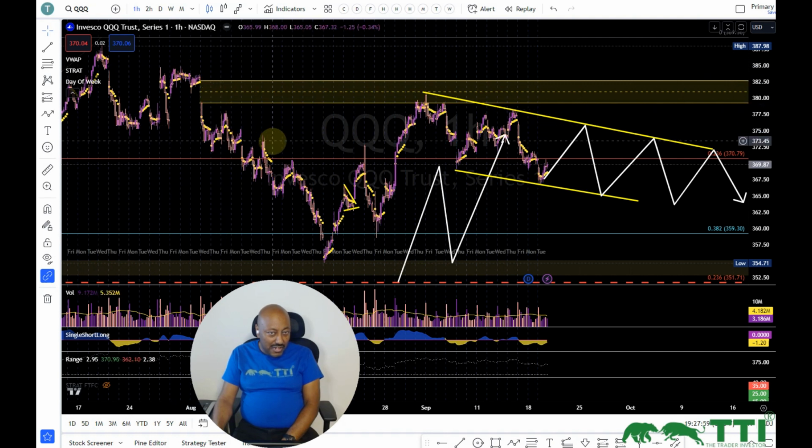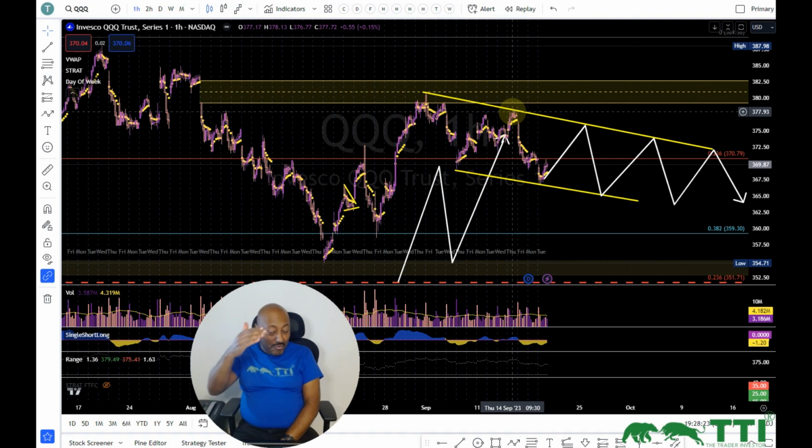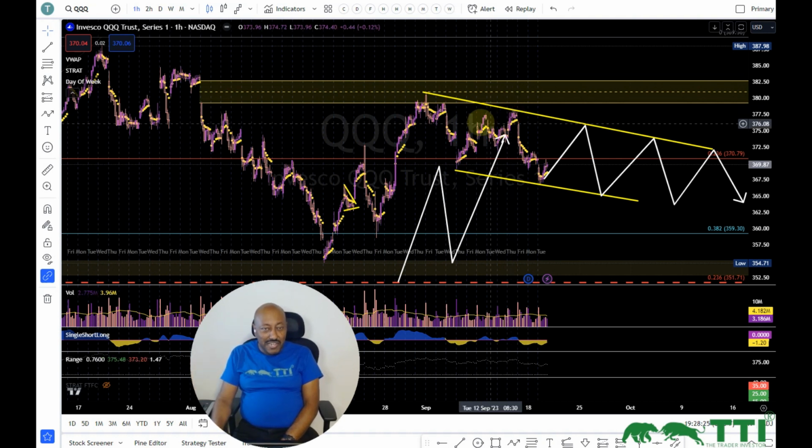Lower high, lower high, lower high, lower low, lower low, until we finally broke out. And then the real test of that breakout is we formed a higher low. So now again the same thing. When we formed a lower high, it says okay, now I'm going in the opposite direction.